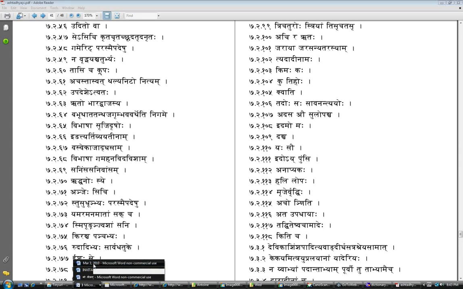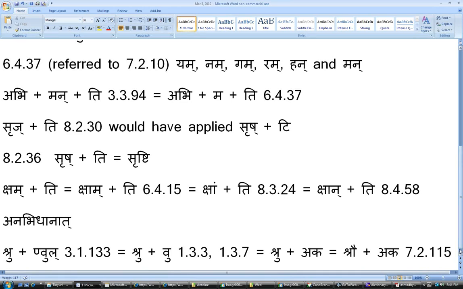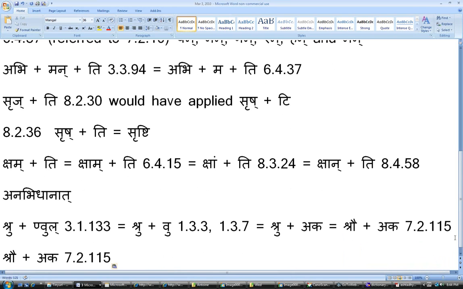By applying 7.2.1.1.5, we're going to get shrav, and then the same aka. We applied 7.2.1.1.5 Aco'njniti. And now finally Eco'yavayavah. The av will become the av. You get the form shravakah.